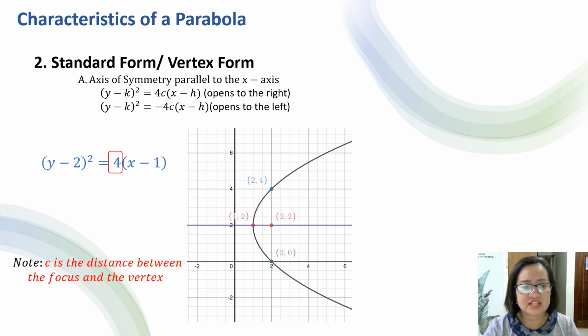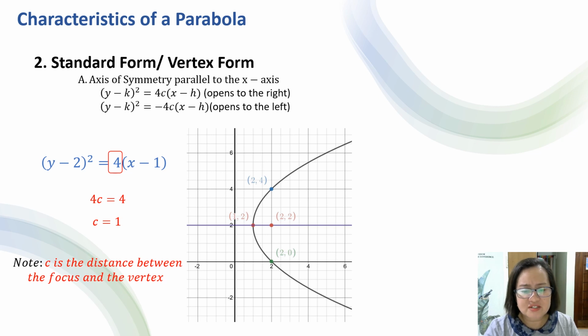It means that 4c is equal to 4. Dividing both sides by 4, we will get the value of c, which is equal to 1. Take note that c is the distance between the focus and the vertex. In this graph, we can say that the distance of the vertex and the focus is equal to 1.